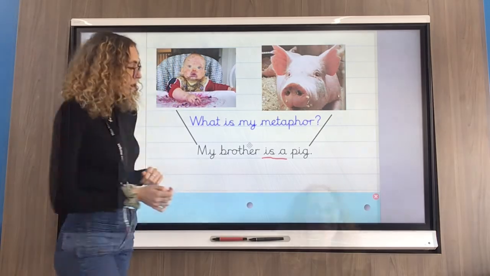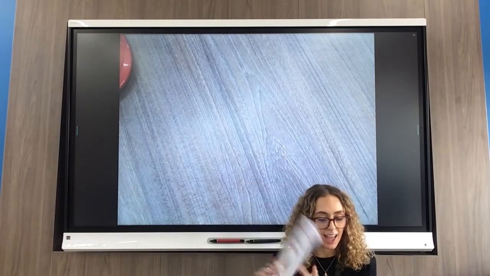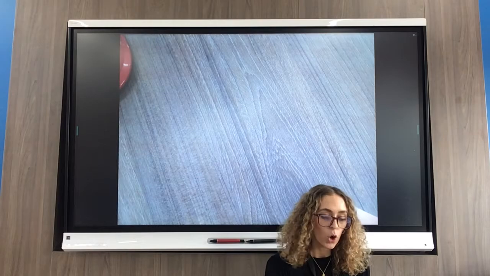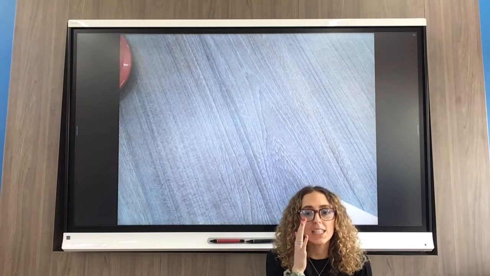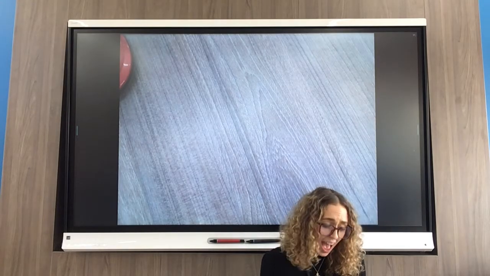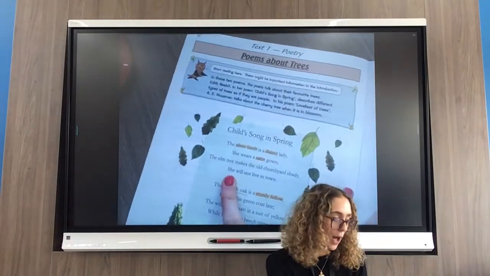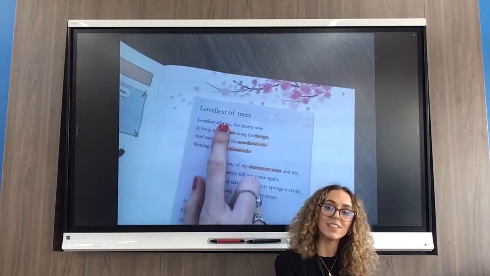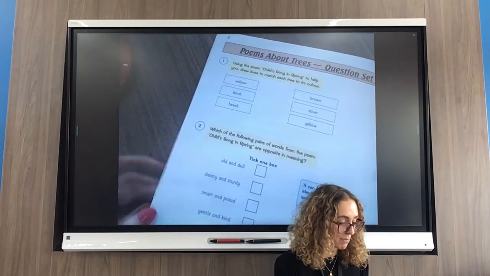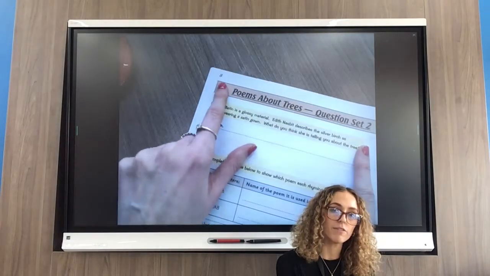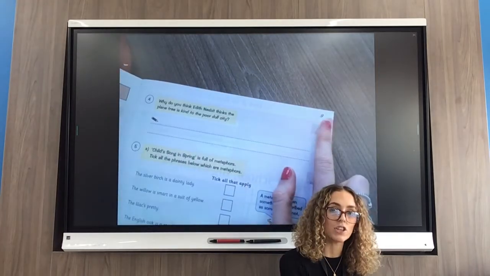Okay. Before we go any further, year 3, make sure that you have got your Key Stage 2 Reading Year 3 book, and you have got either a highlighter or a pencil and a pen as well. And before we move any further, I just wanted to say well done for yesterday's learning, because our questions were quite difficult, weren't they, in our book? But today we will be using our poems again, Child's Song and Spring and Loveliest of Trees. So how lucky is that we get to use the same text again? And today we are going to finish questions page 8 and page 9.